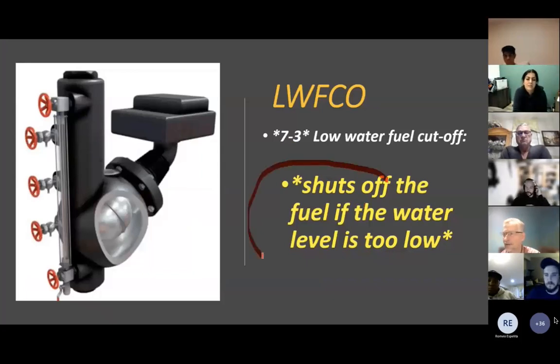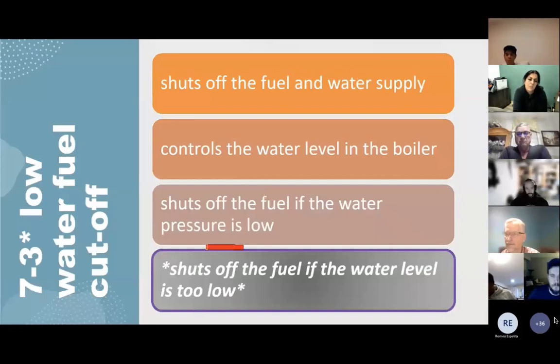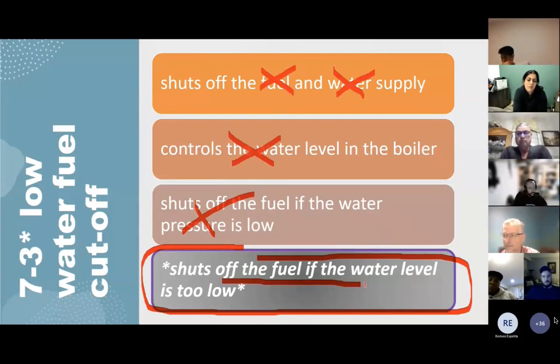Remember, low water fuel cutoff shuts off the fuel if the water level is too low. Okay, nothing to do with water pressure. Does not necessarily control the water level. Some have a combination device and does not. Low water fuel cutoff, you would not want that to shut off the water supply. Okay, that's off the fuel.